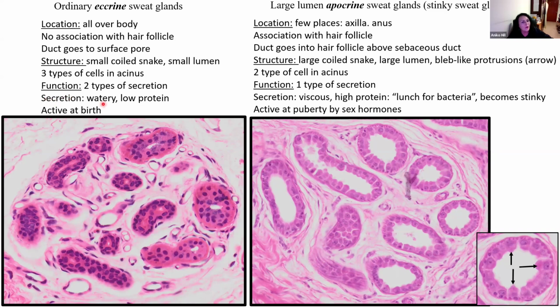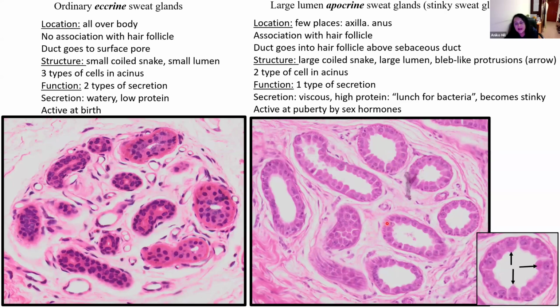Okay, two types of secretion show up here. So this guy can do watery secretion, but it also can do a little bit of protein secretion into the sweat. These glands are active forever. They better be, because thermoregulation is very important. How about this guy, the apocrine stinky sweat gland? It has one type of secretion, very viscous, high protein, lunch for bacteria kind of secretion. That's why they become stinky very easily. Bacteria loves to munch on proteins.